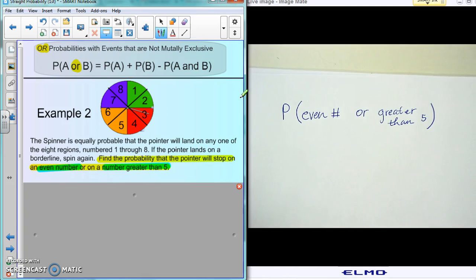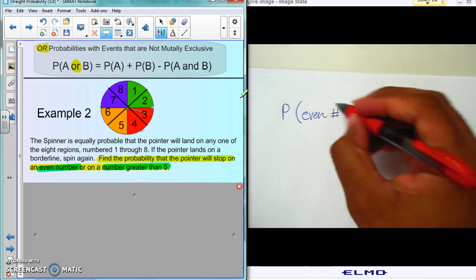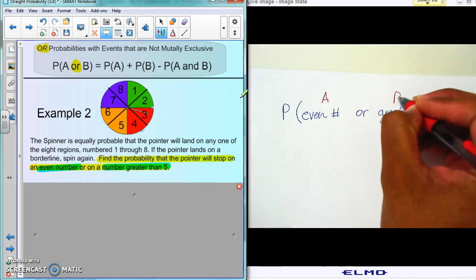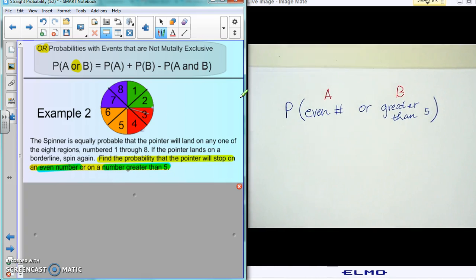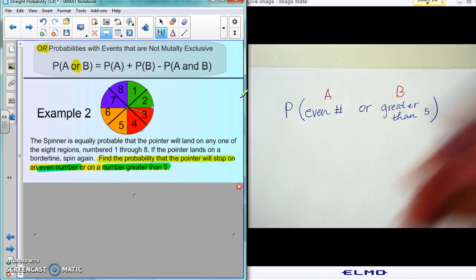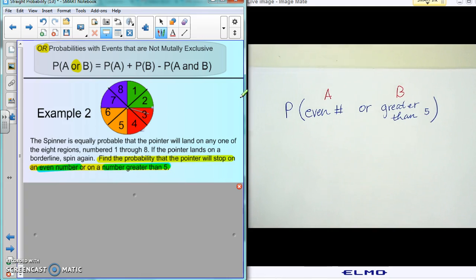Okay, and so again here, this is considered event A, this is considered event B. And with this one, things can happen at the exact same time. Like for the king and queen, you can't have a king and a queen if you're just selecting a card at a time. But here, you could have an even number and a number greater than 5 happening at the same time. It could happen. Okay, but the word is or in the middle, so therefore we have to use the non-mutually exclusive one because they could happen at the same time.